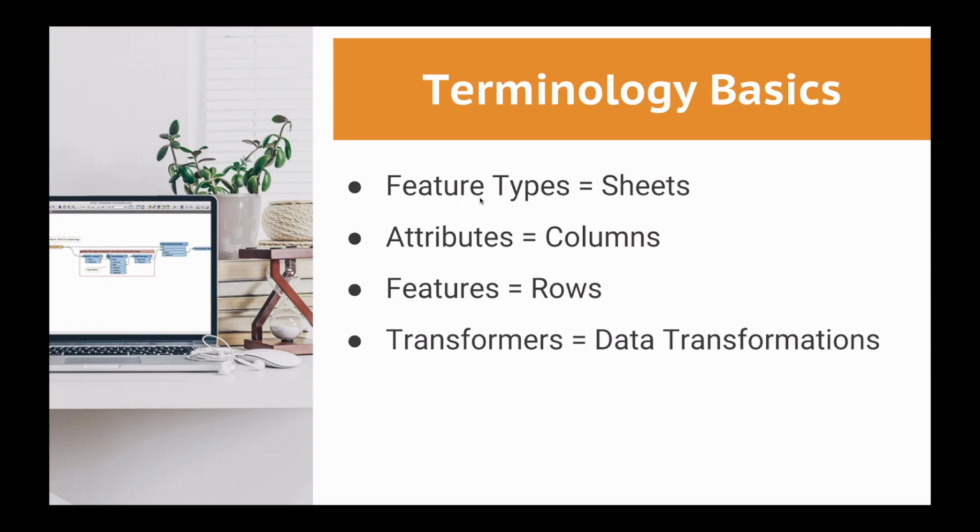So when we talk about feature types, we really mean sheets, so the individual pages inside an Excel file, for example. This could also be a table if you're working with a database. When we talk about attributes, these would be the column names in your data. Individual features are each of the rows, so each of the individual data points within your data set. And then when we say transformers, as I mentioned before, these are the data transformation tools. So this is what operates on your data sets to change them.